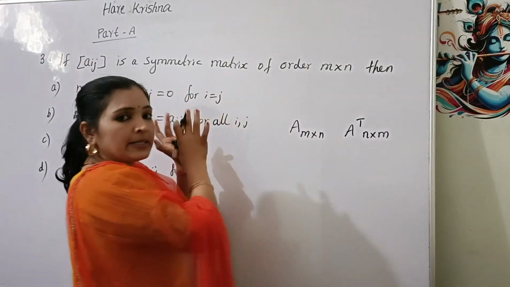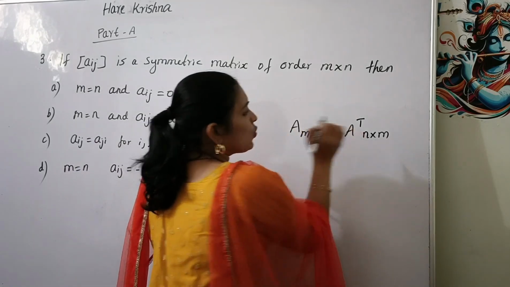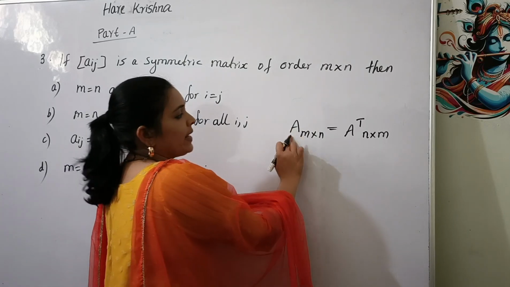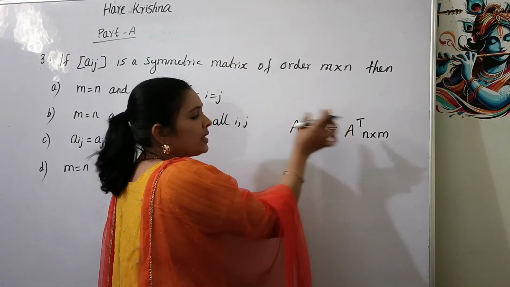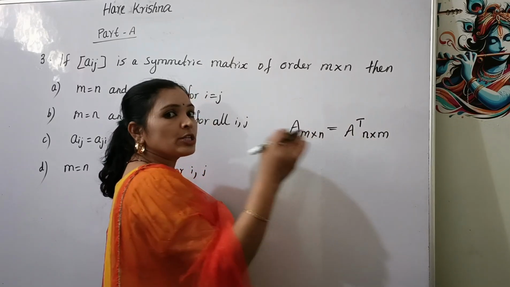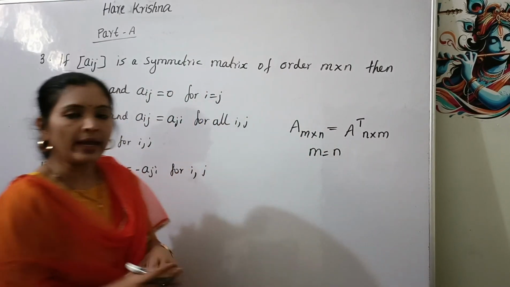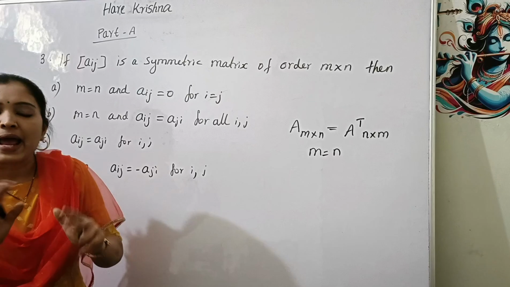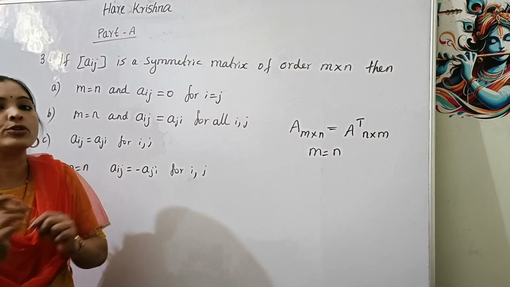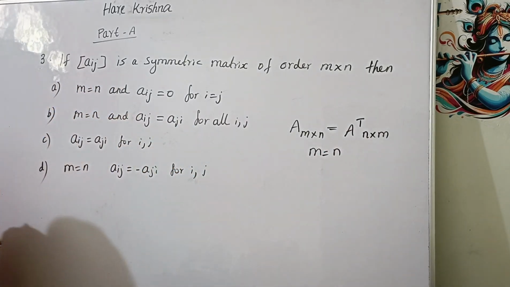And it is given that this matrix is a symmetric matrix, meaning A is equal to A transpose. For this equality, it is clear that m is equal to n. If A is a matrix of order m by n, then A transpose is a matrix of order n by m. That means for a symmetric matrix, the number of rows is equal to the number of columns. That is, m is equal to n. Okay. Now come to the options.